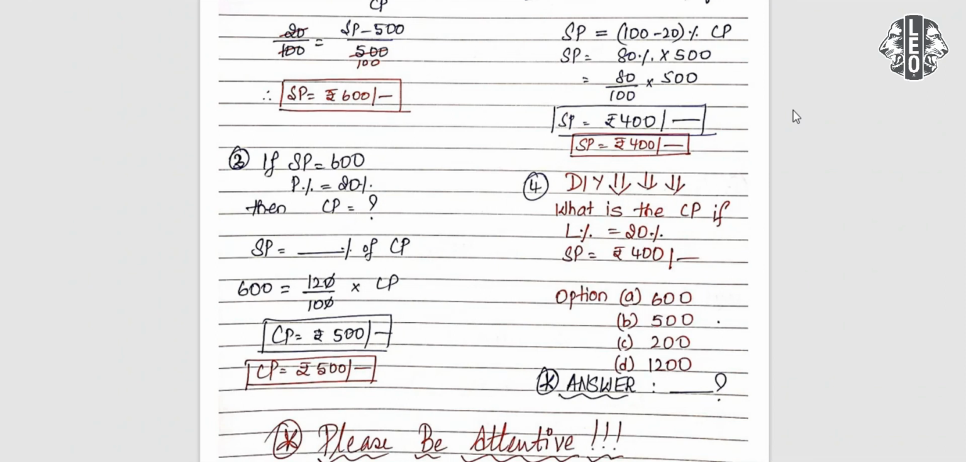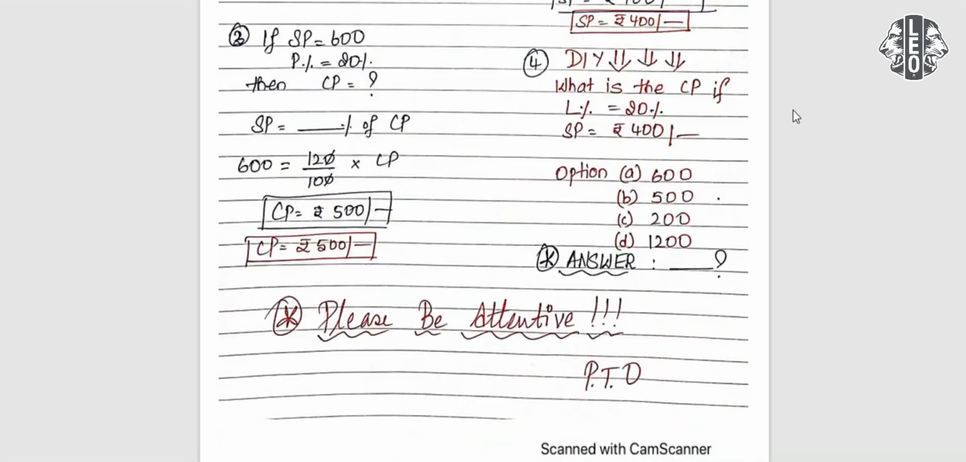Selling price 400 is equal to 100 minus loss, 100 minus 20, 80%. So 400 is equal to 80 by 100 into cost price. 8 5s are 40, 8 5s are 400. And now you can get the answer as 500. What is the cost price? Cost price is 500. Option B. You can just mark the answer as option B and go to the next question.